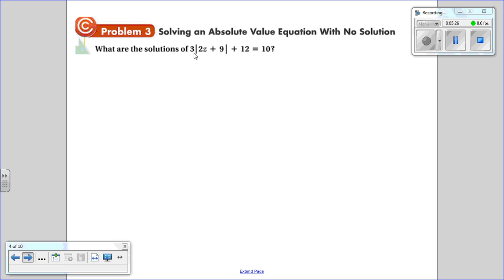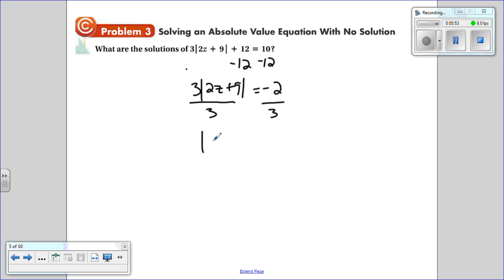What if you get something like this, where you have a little bit extra on the outside? Again, treat it just normal. So we have 3 times the absolute value of 2z plus 9 plus 12. First thing we're going to do is subtract 12. Then we have 3 times the absolute value of 2z plus 9 equals negative 2. And then we are going to divide by 3. And we have the absolute value of 2z plus 9 equals negative 2/3.